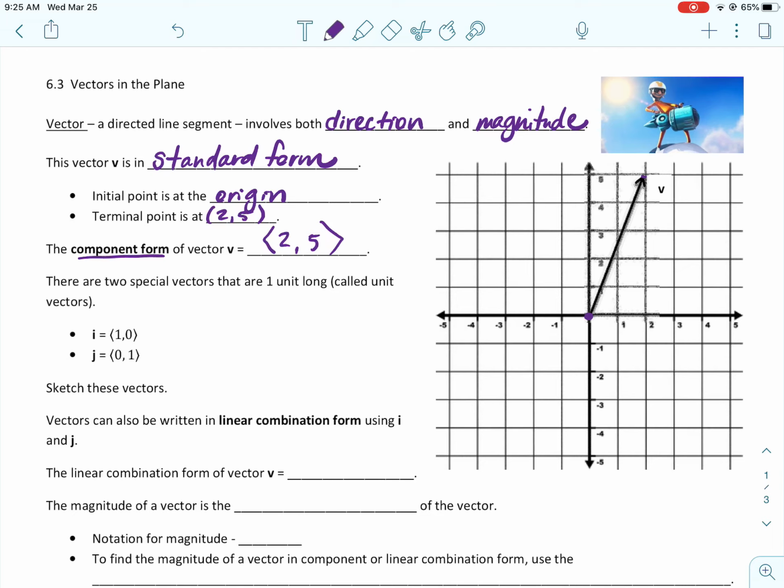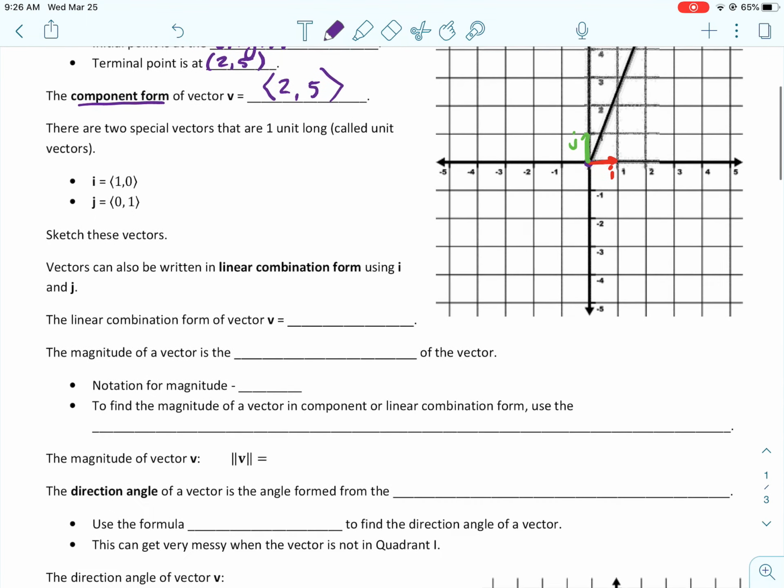Okay. There are two special vectors that are called unit vectors. One of them is called i, and in component form it is <1, 0>, and then the other one is called j, and in component form it's <0, 1>. So I want you guys to take a second and do a little sketch of those vectors. All right, so this red one is i, and then this green one is j. So i points straight to the right, j points straight up, and they're 1 unit long.